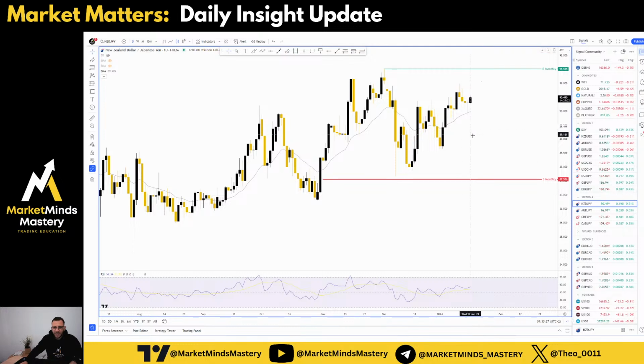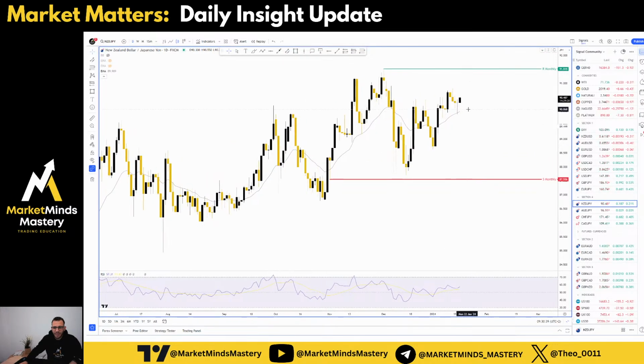New Zealand Japanese yen, I wouldn't attempt. The Kiwi as well as the Australian dollar are very weak today. At least that's what we understood during the Asian session.